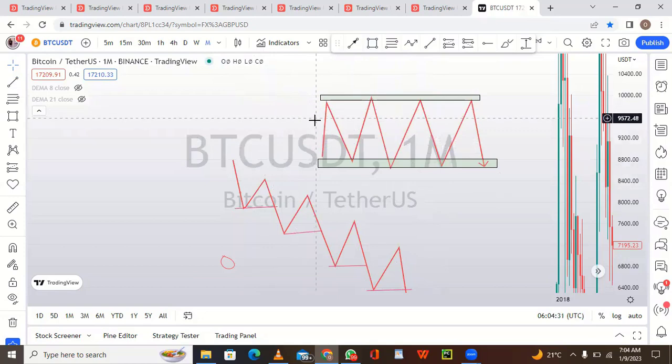And I hope you understand the basic concept of market structure. So in our next video, we'll be talking about how we can mark out your structure on the chart.